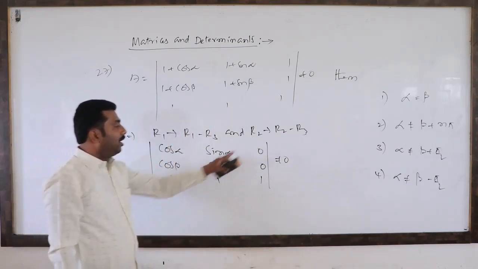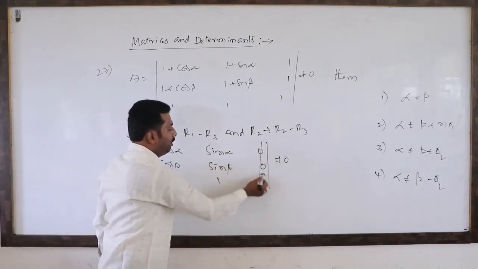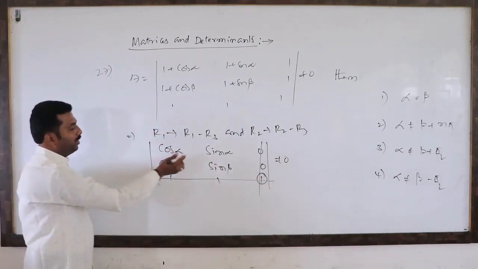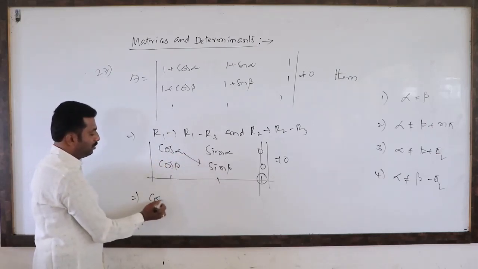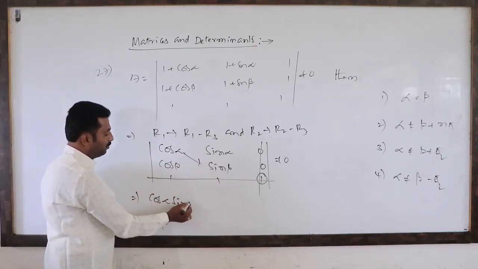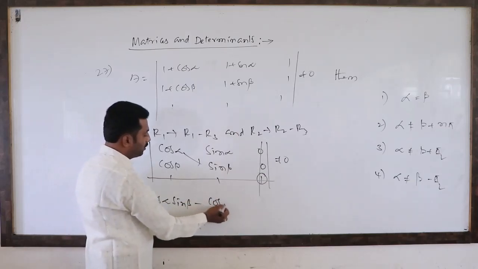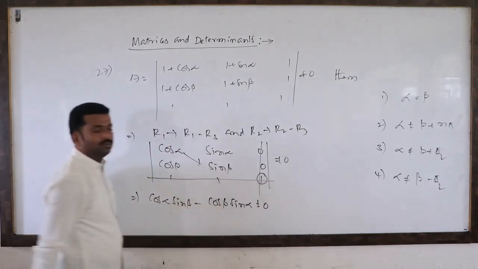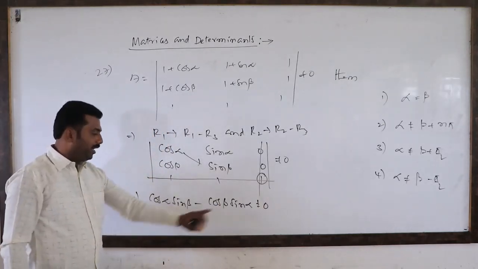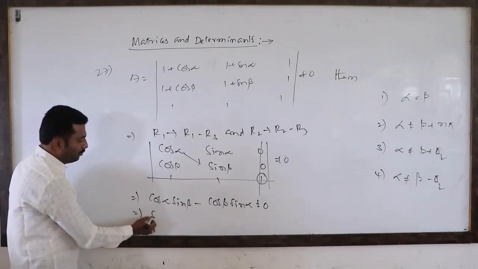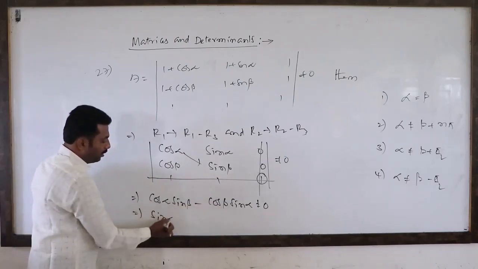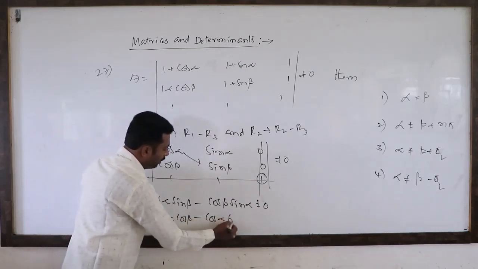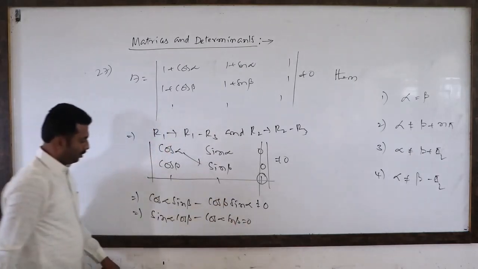So if you expand along the third column, here what is there? 1. So 1 into this determinant. So how much will it be? Cos alpha into sin beta minus cos beta into sin alpha is not equal to 0. See, if I take minus common, first I will write this one: sin alpha cos beta minus cos alpha sin beta equal to 0.